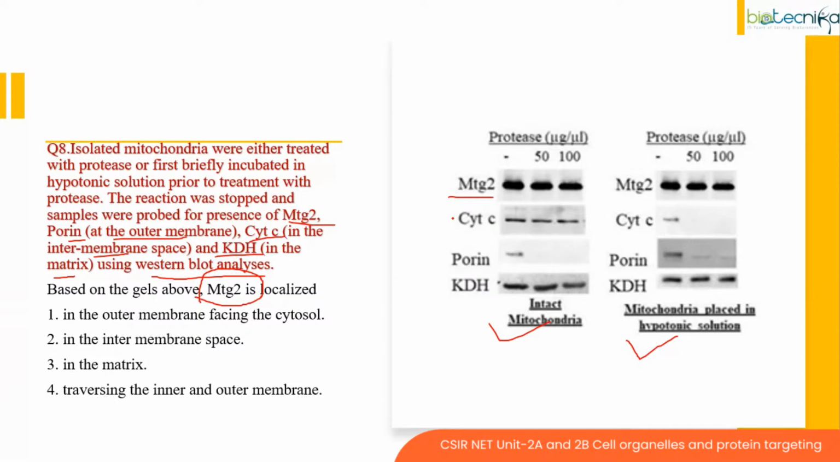Other proteins' locations are given over here. See, porin is present in the outer membrane, cytochrome C is present in the intermembrane space, and KDH is present in the matrix. Now you have to identify what the location for MTG2 is. So based upon this immunoblot analysis, how can you identify?